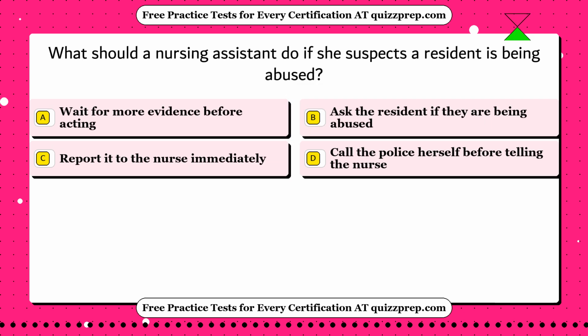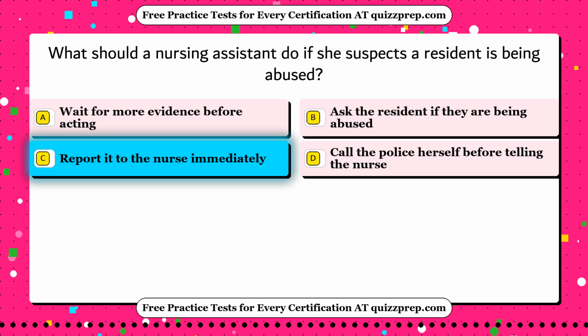Question 68. What should a nursing assistant do if she suspects a resident is being abused? Option A, wait for more evidence before acting. Option B, ask the resident if they are being abused. Option C, report it to the nurse immediately. Option D, call the police herself before telling the nurse.